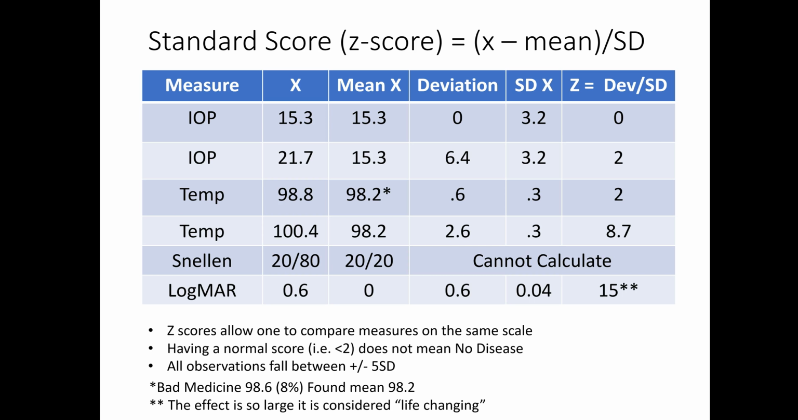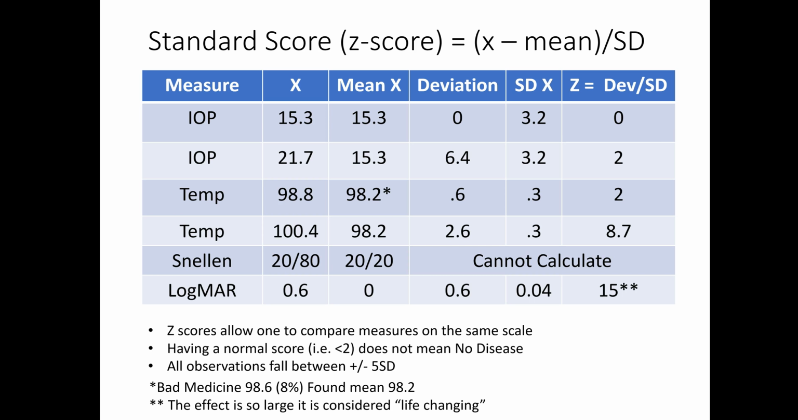So if you have a temperature of 100.4, that's usually where ERs or doctors say you should come in to the doctor. Well, that's 8.7 standard deviations, or z-scores, above the mean. So you're 8.7 standard deviations above the mean.